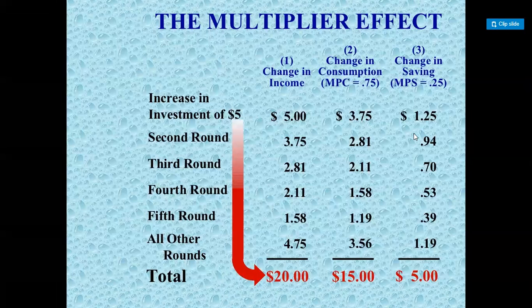In every round, the additional income received from the previous round is multiplied by the MPC, and the multiplier process is shown in the table in front of you. Thus, an initial investment of 5 crore leads to a total increase of 20 crores of income as a result.